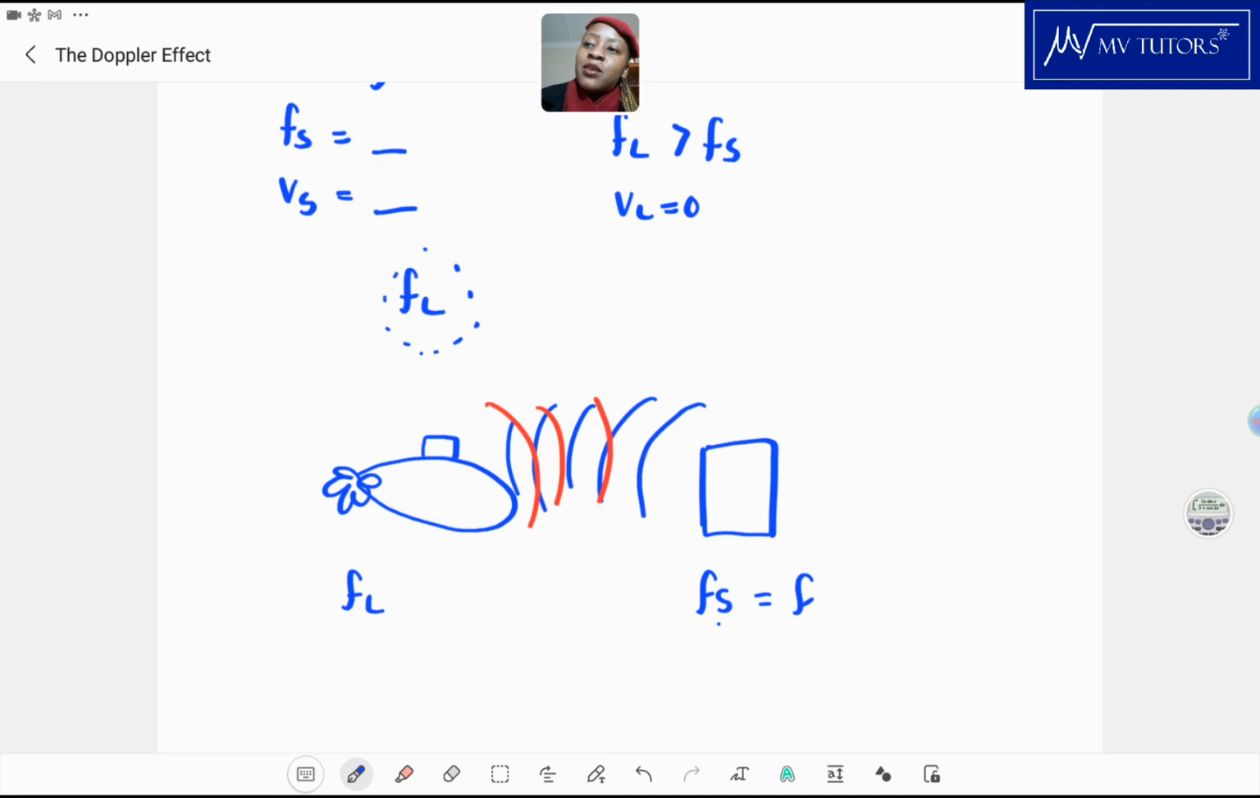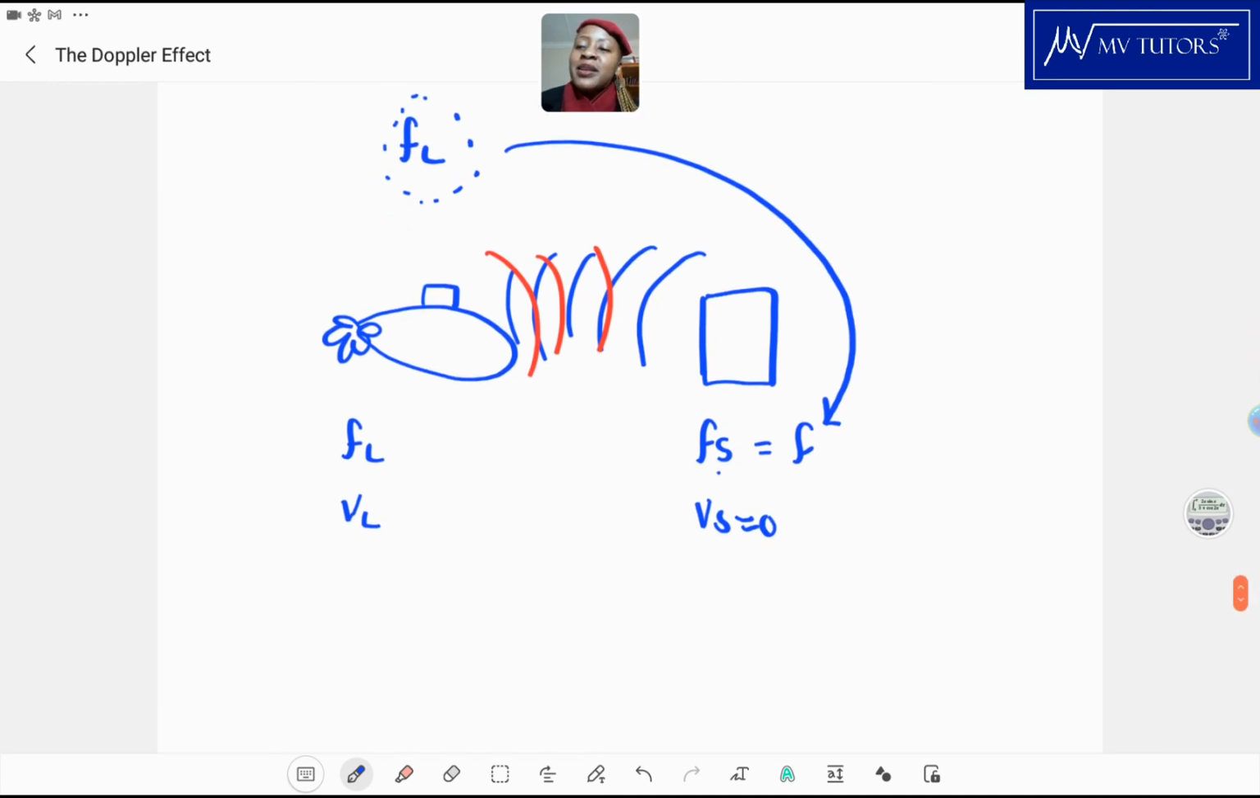Whatever you calculated there, that will be the frequency of the source. You still have this submarine moving at that constant speed, and this is still 0. So again, you can calculate the new frequency of the listener. This would be the submarine, and that listener there would be the object.